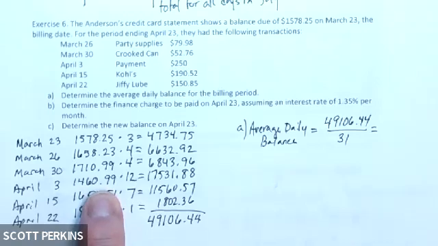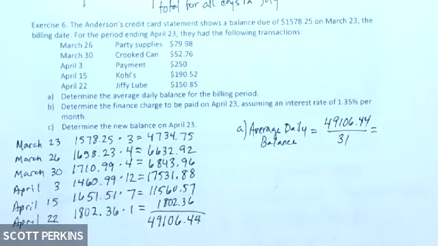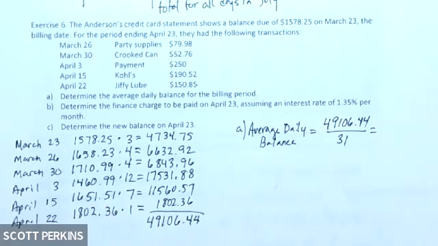And then when you count from the 3rd and the balance doesn't change to the 15th, that's 12 days. Okay, you're going to count the 3rd all the way up to the 14th. That's 12 days. Then they go to Kohl's, need some new clothes, which brings the balance up to $1651.51. And from the 15th, 15, 16, 17, 18, 19, 20, 21, that's 7 days.